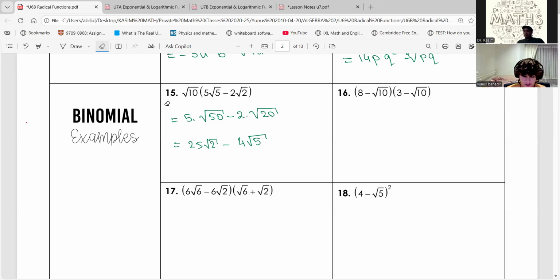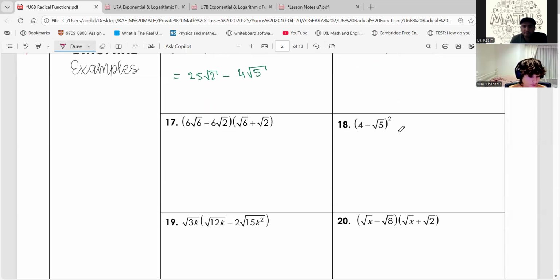34 minus 11 square root of 10. Good. That's equal to 34 minus 11 square root of 10. Okay. Very good. Now do question 17, Yunus.